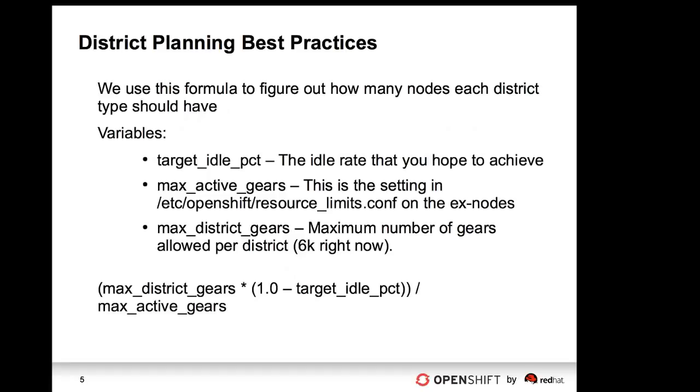So this is a formula that we came up with, and basically it takes your target idle percent. That's what you hope to achieve. So if you think that around 90% of your gears will be idled and 10% will be active across your entire production infrastructure, then you would put in 90, so 0.90 because it's a percent. Then you take the max active gears on that node type. And then you also take the max district gears. Right now it's 6K, but we're looking at ways to expand that higher. Currently it's 6K, so that number is already set.